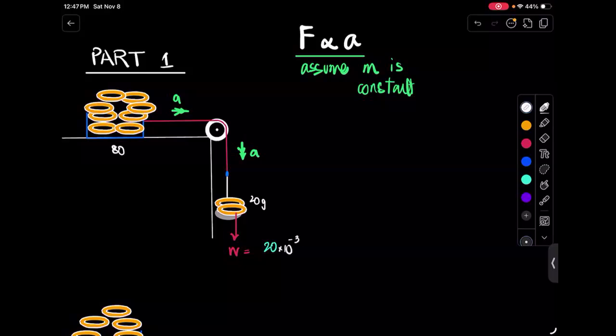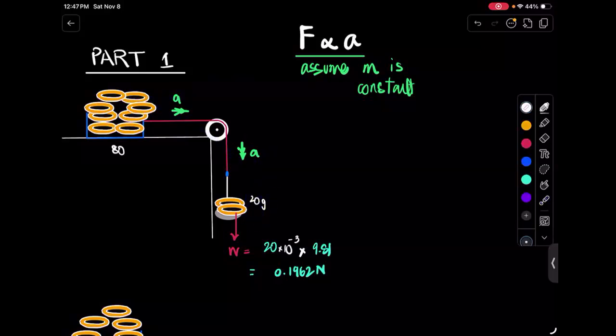Into g, into 9.81. So let's check out what the weight is. 20 into 10 to the power minus 3 multiplied by 9.81 is 0.1962 Newton. Now, my driving force of the entire system is 0.1962.